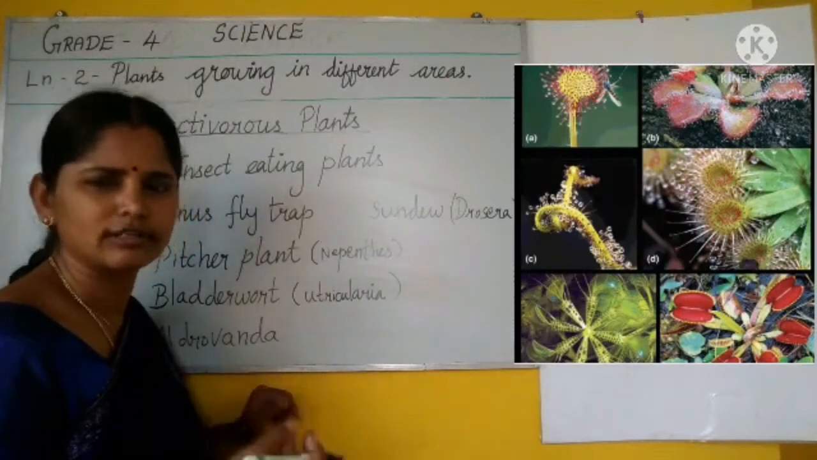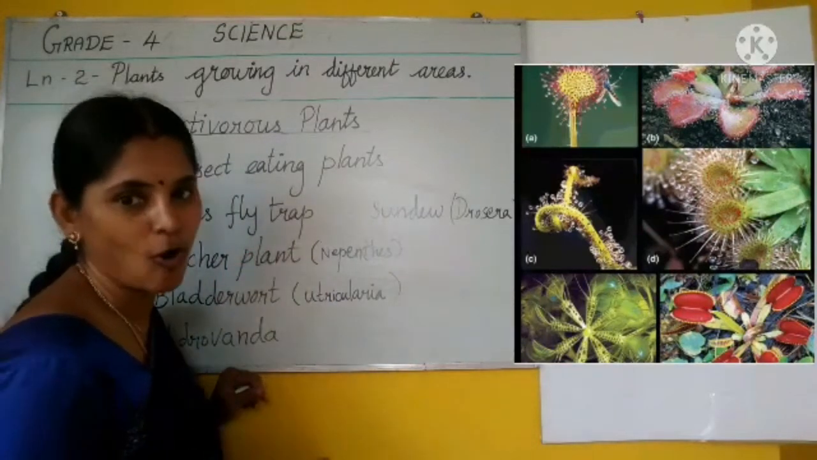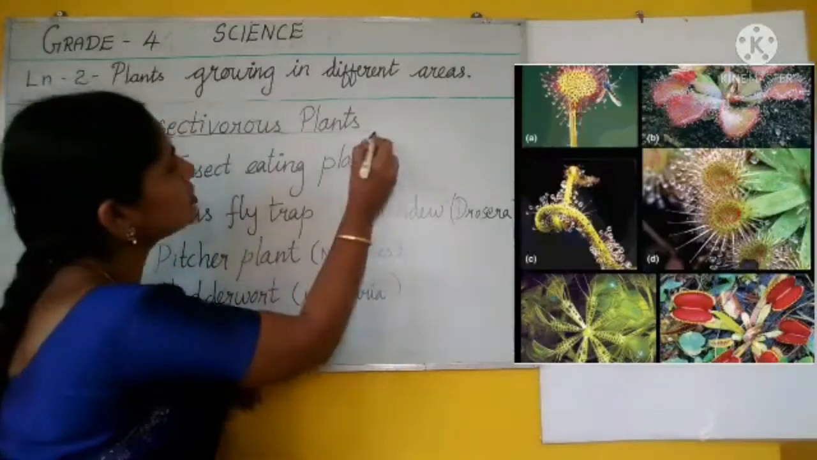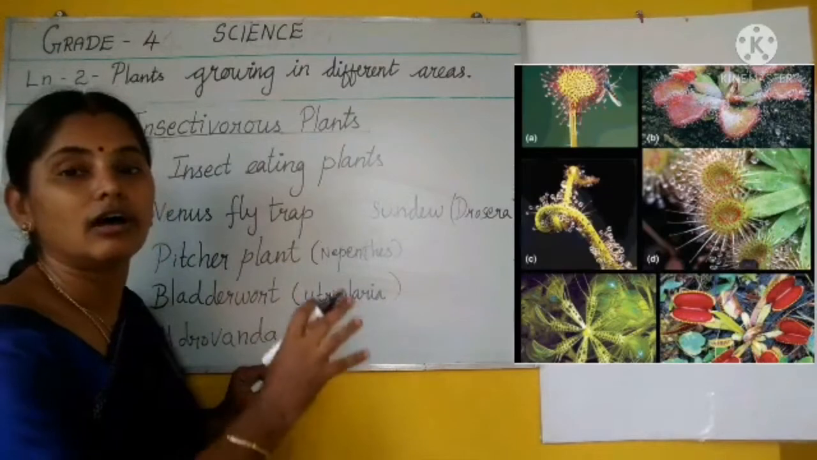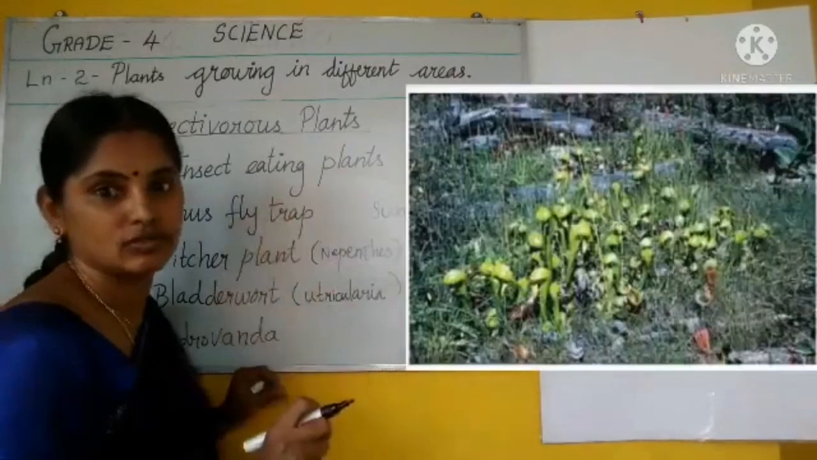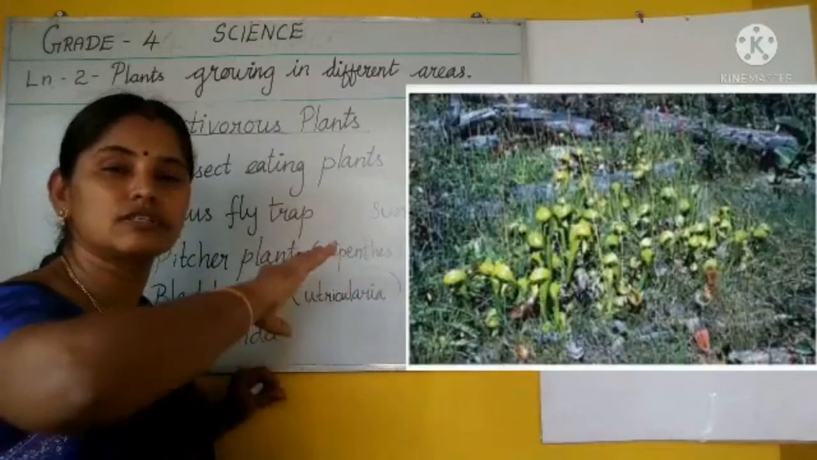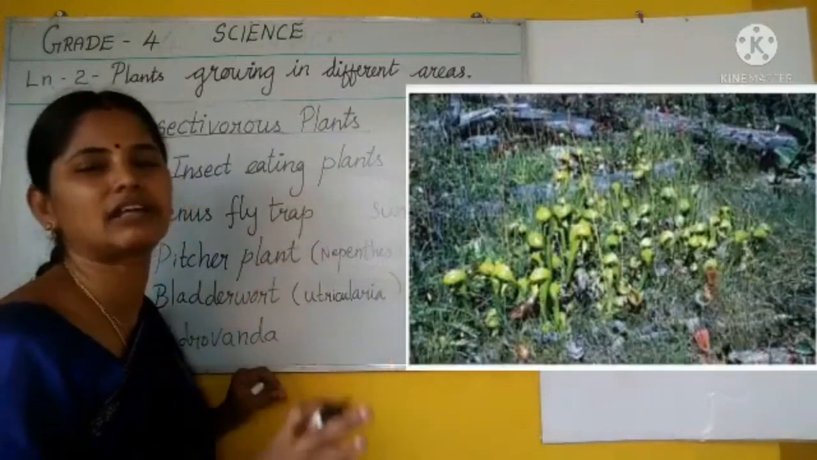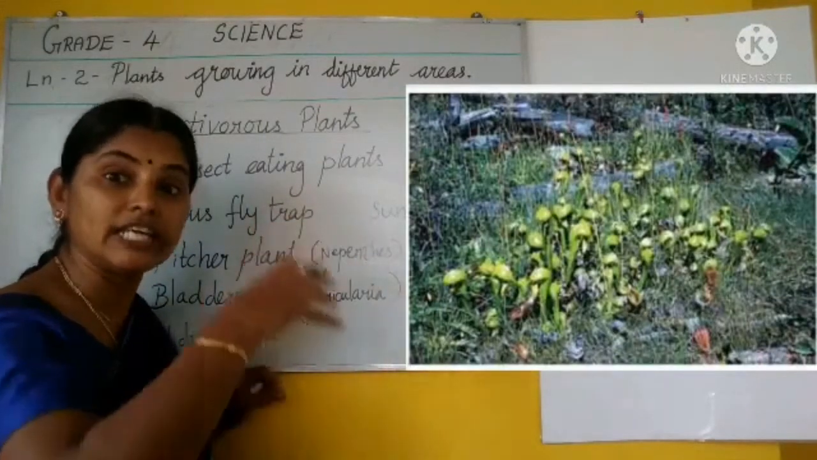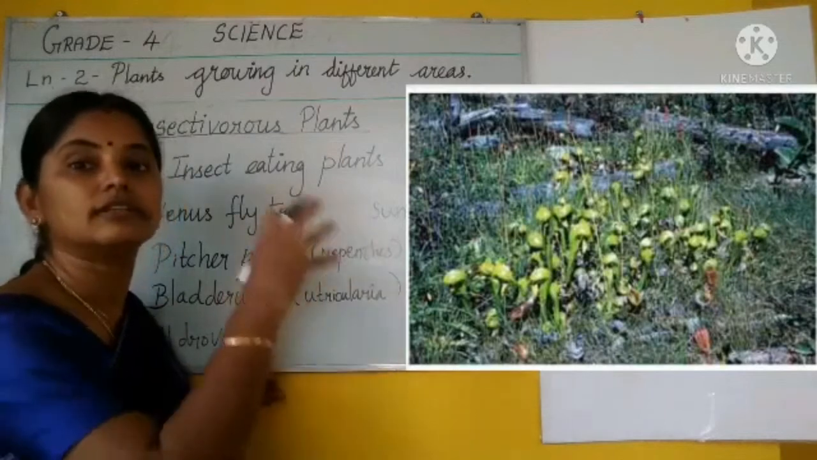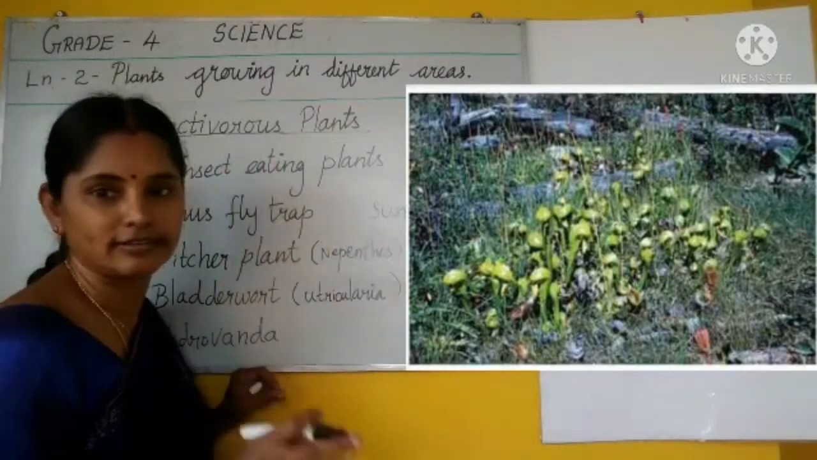We know it already. Then how can the plant eat insects? See, such kinds of plants grow in marshy areas. Marshy areas we studied, no? Swampy, the area which is full of moisture, wetland. Then more sunlight is also available. Deep forest. These plants grow in such areas alone, not here and there.